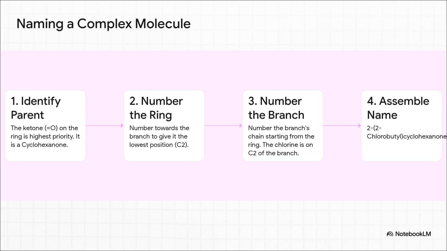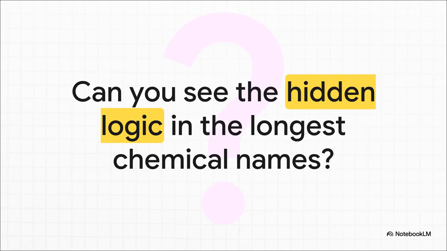Now we just focus on the branch itself. It's a 4-carbon chain, so it's a butyl group, and on its second carbon, there's a chlorine. So the branch's full name is 2-chlorobutyl. We wrap that in parentheses and put it all together. Done. So you see, that name that looks like a total mess at first is actually a perfectly logical set of instructions. It's a map, and now you know how to read it.